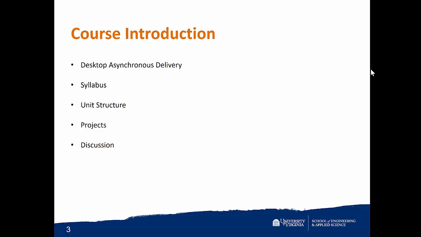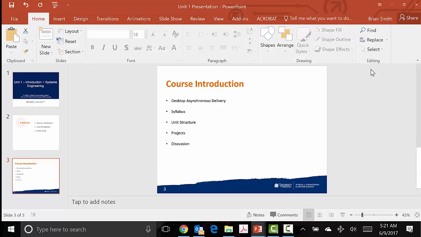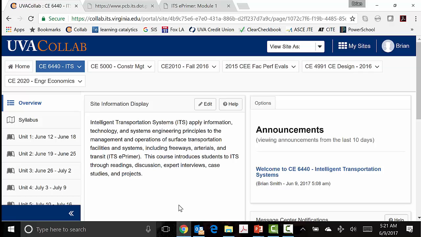So with that, let me show you how the course is going to work. It will all be run through the UVA Collab system, and I'm going to move right now over to that to show you the features and how to work with the course. So let's go to Collab. Here we are now in Collab, and you see here I'm on the course site, Civil Engineering 6440.